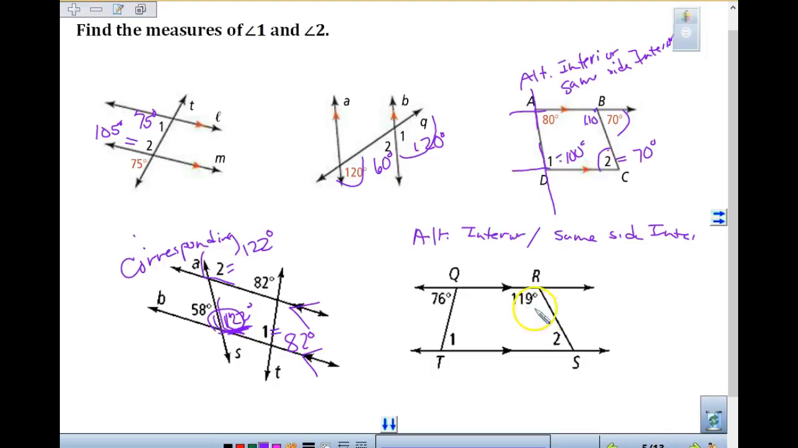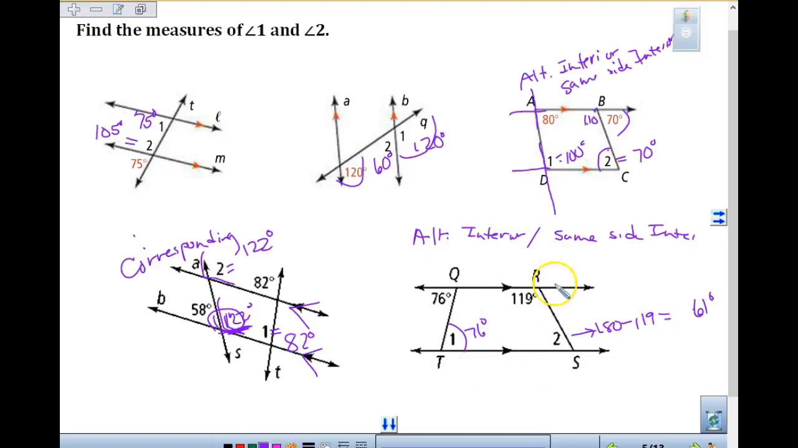So, what do we know about these two angles? They have to sum to 180. So to find the measure of angle 2, I'm going to take 180 and subtract 119. Gives me? Are you sure? 61. How about angle 1? 76 degrees. Alternate interior.